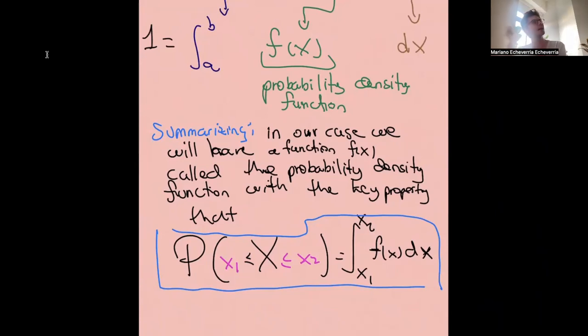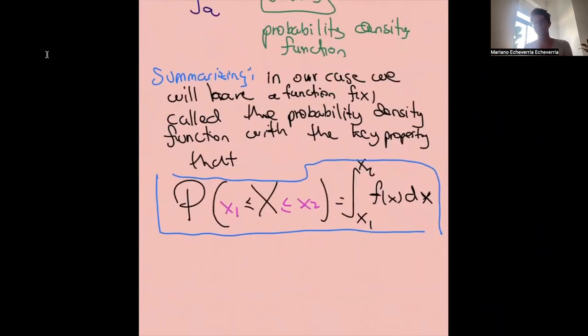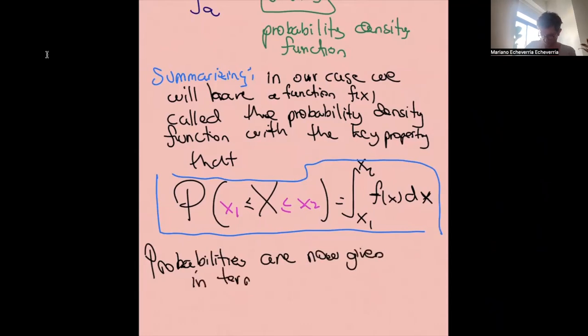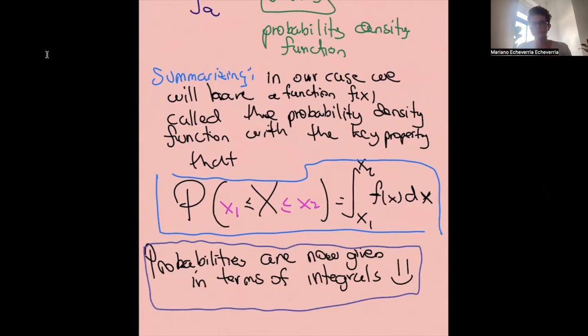This is where the calculus comes in, because literally the way to compute the probabilities is via integration. So probabilities are now given in terms of integrals. Again, that could be good or bad depending on whether you like integrals or not. Is that making sense?